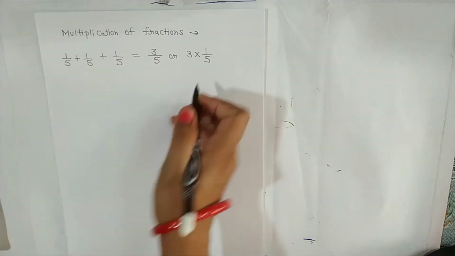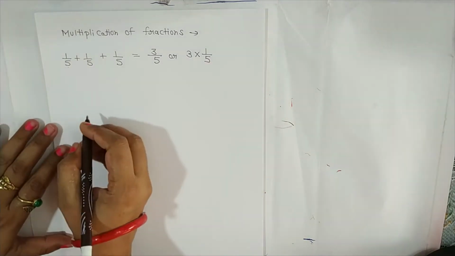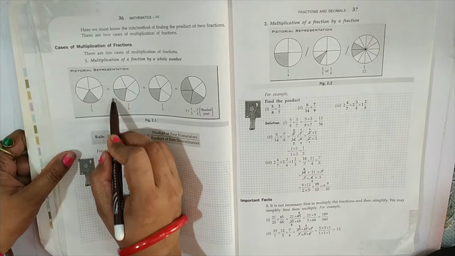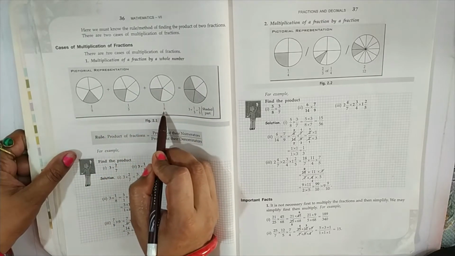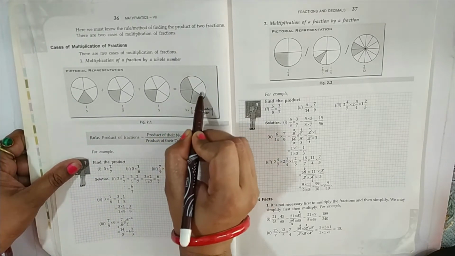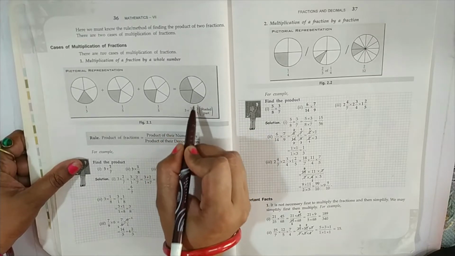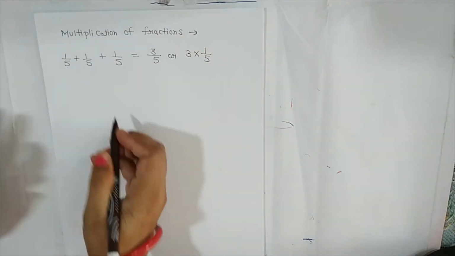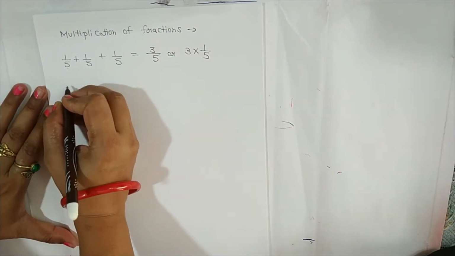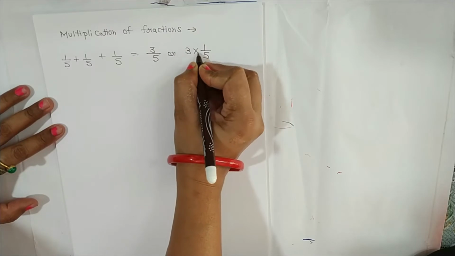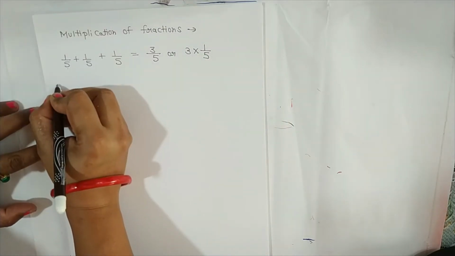Suppose you have to represent this in pictorial form, you can represent it like this. See, this represents 1 upon 5, this is also 1 upon 5, and this is also 1 upon 5. When we add these, out of 5 parts, 3 will be shaded, so it can be written as 3 upon 5. So it also represents multiplication of a fraction by a whole number. This is the whole number and this is the fraction. Okay, we will take another example.